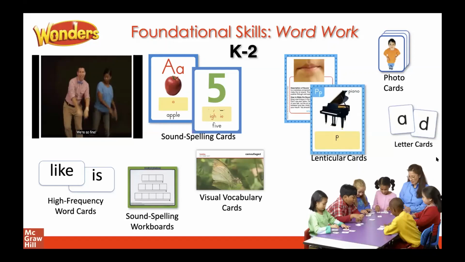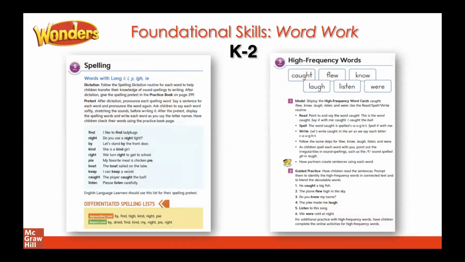A lot of these resources also have digital game exposure, so students could be working a little bit more independently. Now, the flow and structure of these lessons is still going to follow that gradual release of responsibility. So we have a model, guided practice, and practice type experience. And then you're also going to see that the spelling itself is also going to be differentiated. So if you were looking to provide differentiated lists to your students, you do have an approaching and a beyond level list of those spelling words.